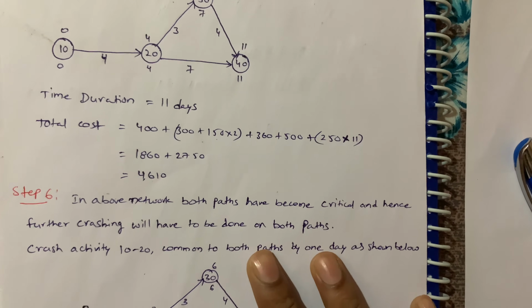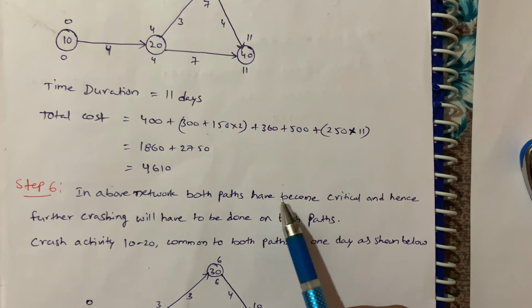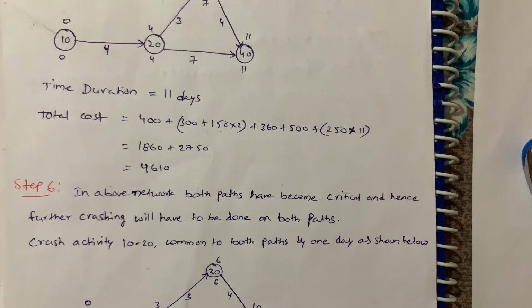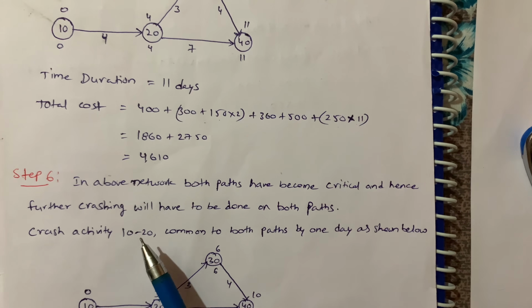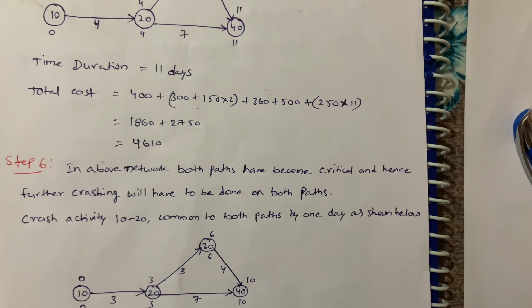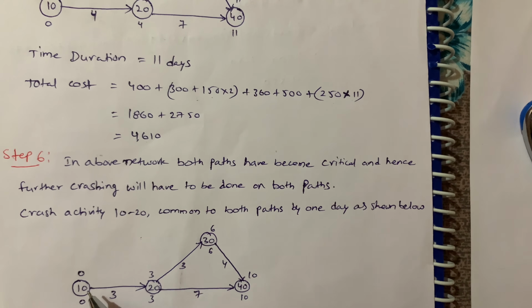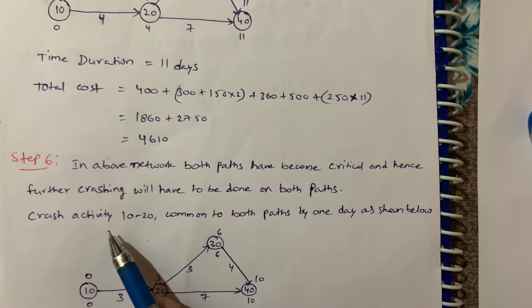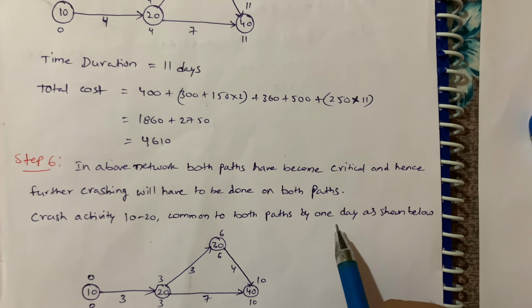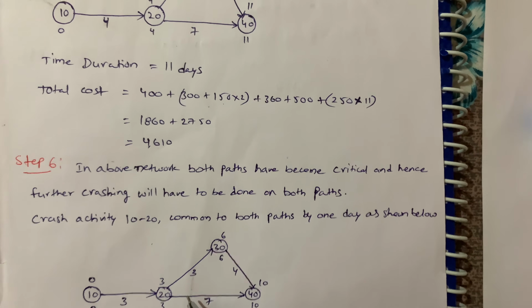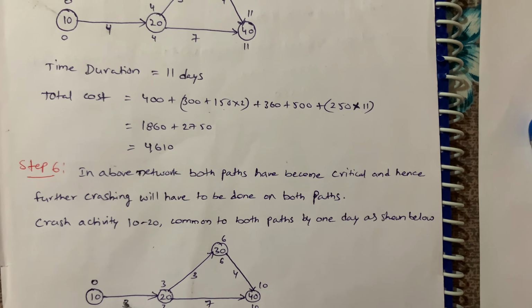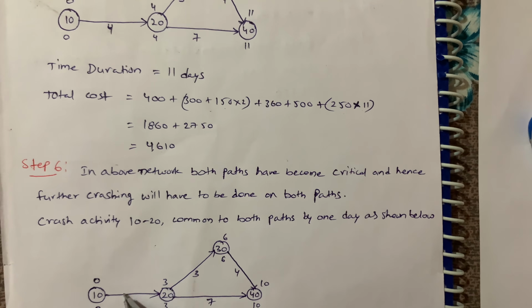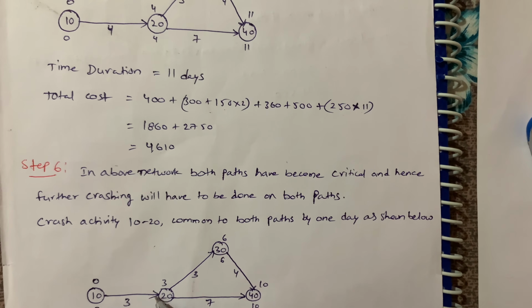And next one is, in the above network, both paths have become critical and hence further crashing will have to be done on both paths. So crash activity 1020 common to both paths. So both paths is nothing but 10 and 20 is for these two both paths. So that's why the crash activity 1020 common to both paths by one day as shown here. Here it is 4. That's why I'm adjusting. Why? Because these two both paths are critical. That's why I'm altering this crash activity 1020.